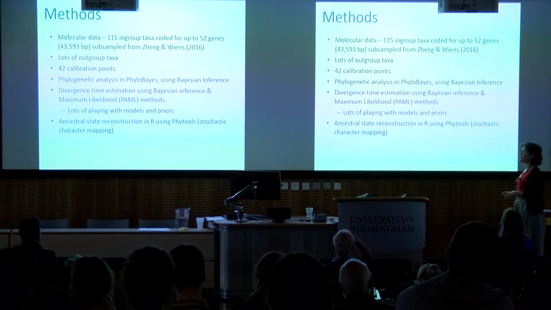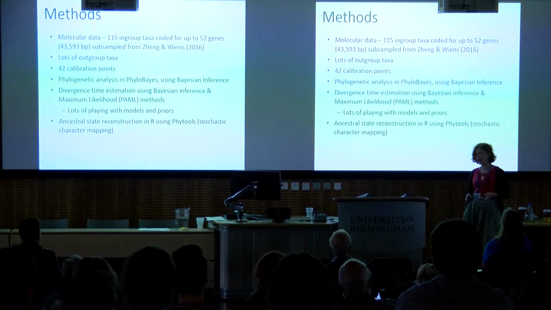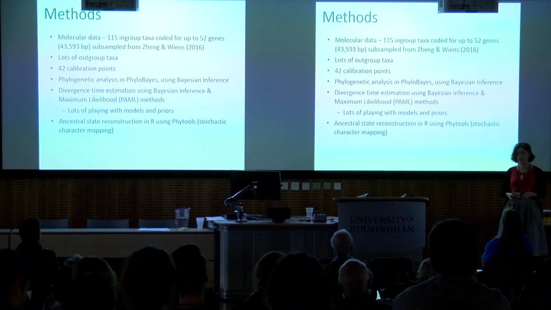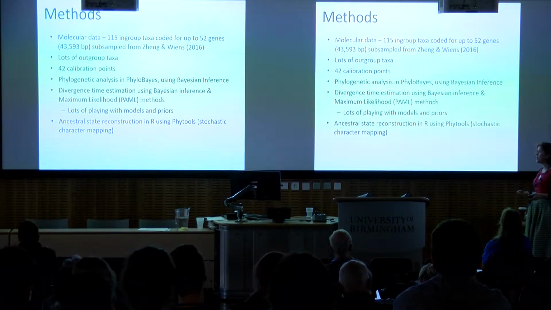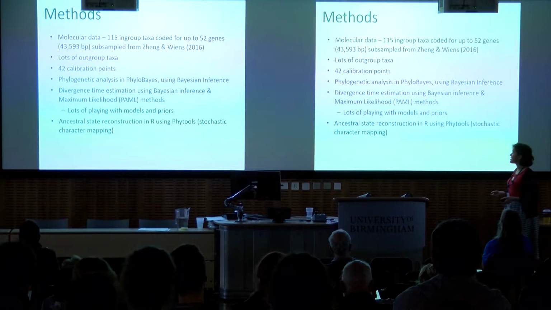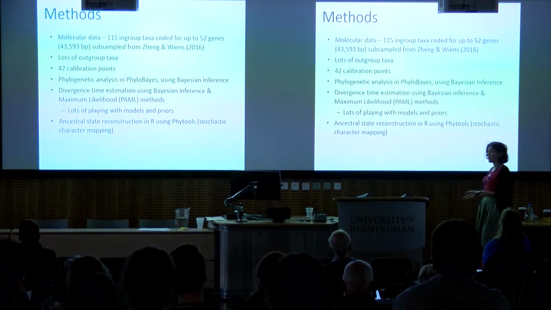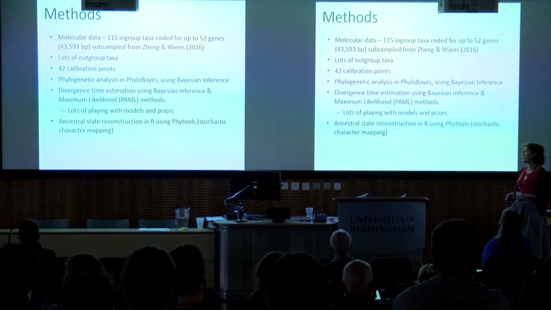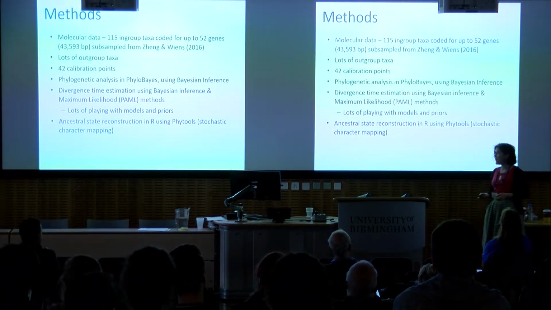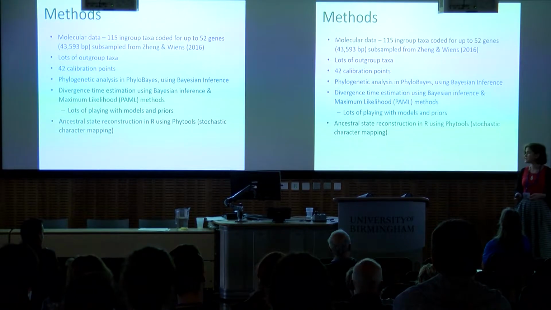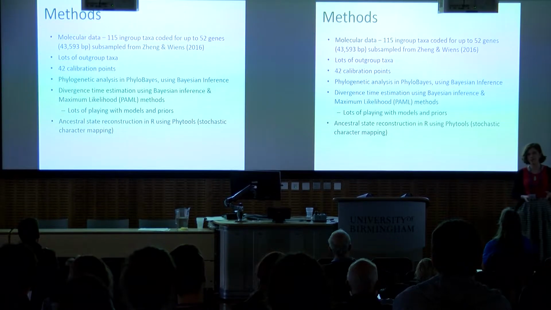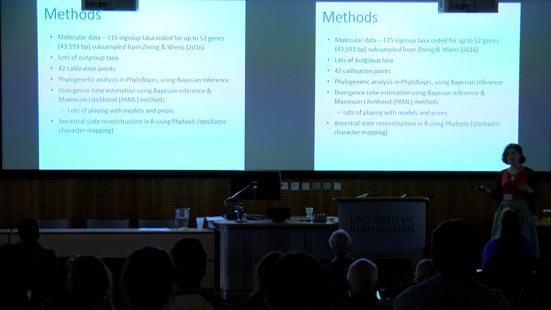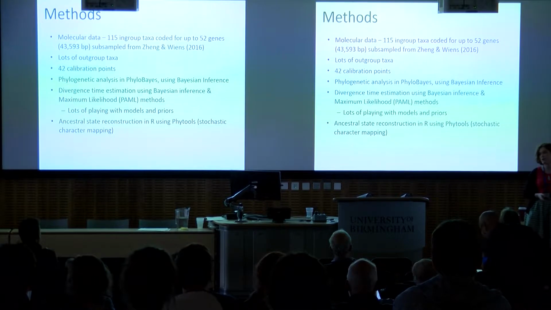So what we decided to do was largely use molecular data. I subsampled a matrix from Zheng and Wiens for 115 snake taxa. It was important for us to use a lot of outgroup taxa because this allowed us to use more calibration points. So with 42 calibration points, we're using about 4 times as many as most squamate analyses tend to use. I built my first tree in PhyloBayes, and then did divergence time estimation both in PhyloBayes and PAML, so using both Bayesian inference and maximum likelihood.